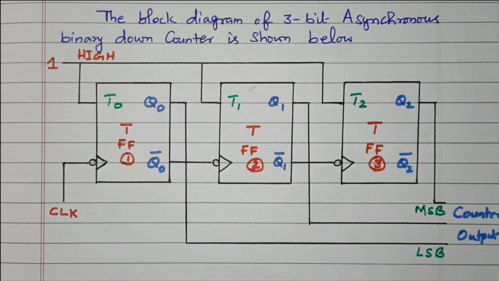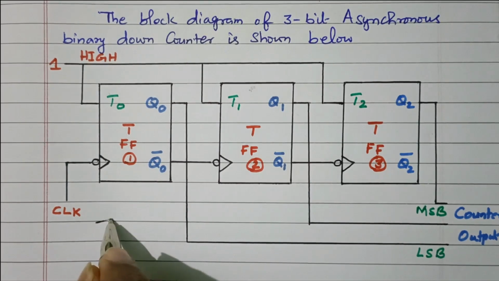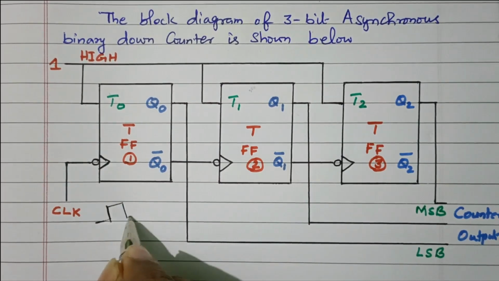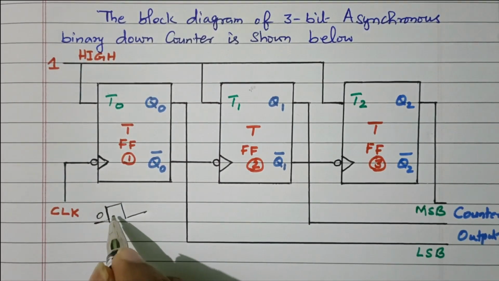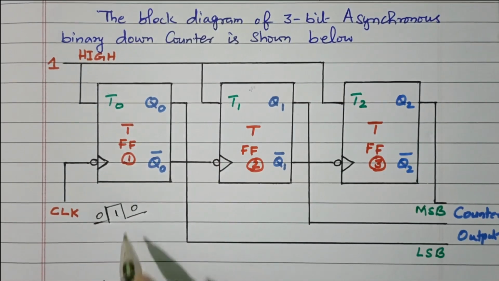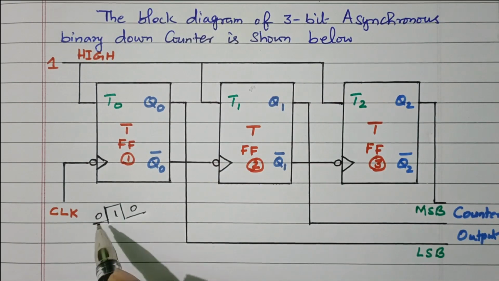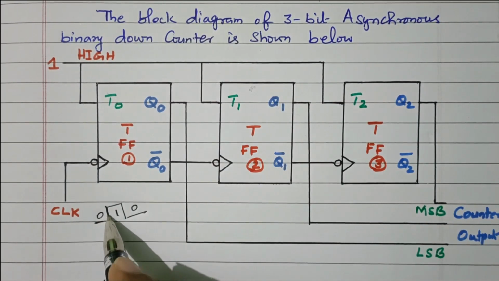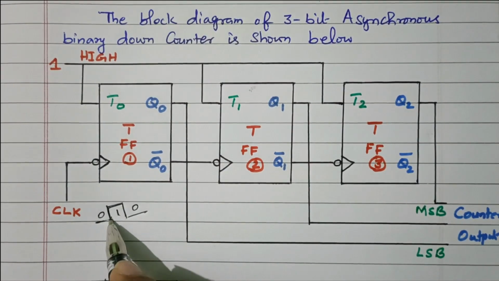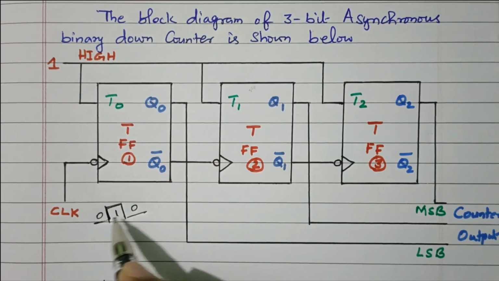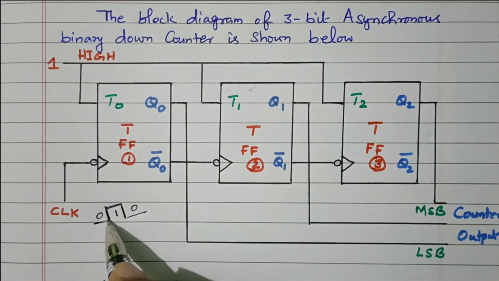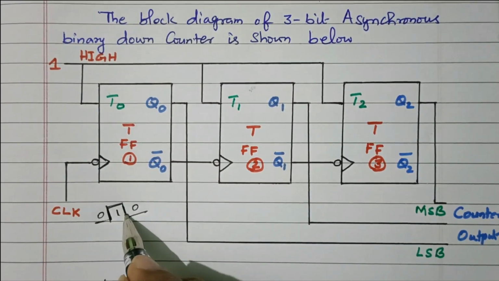What is meant by negative edge and positive edge triggering? Let us consider this clock pulse. This is 0, this is 1, this is 0. From 0 to 1 and back is the clock pulse, but here 2 edges are available. This is called the positive edge, and this is called the negative edge. Positive edge triggering, and this is called negative edge triggering.